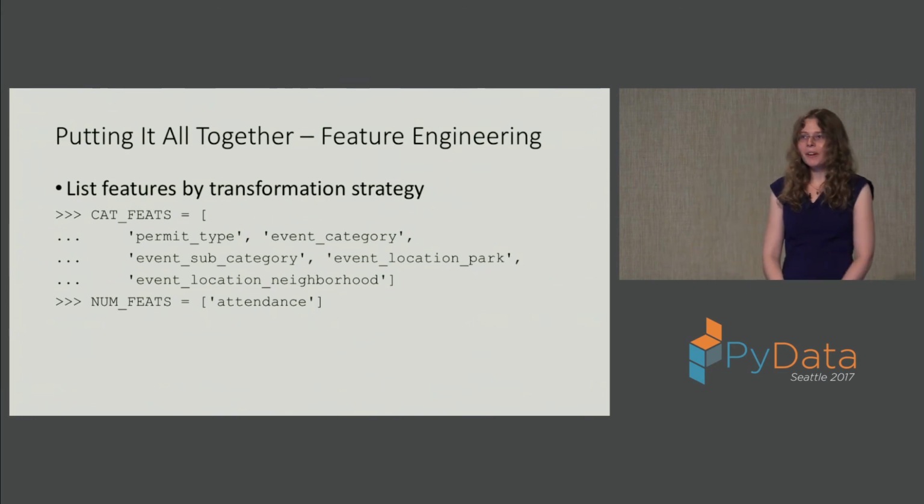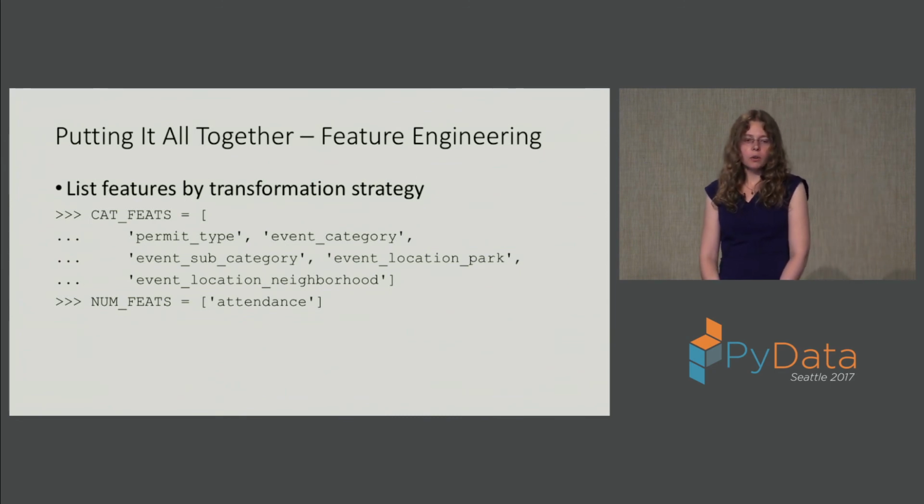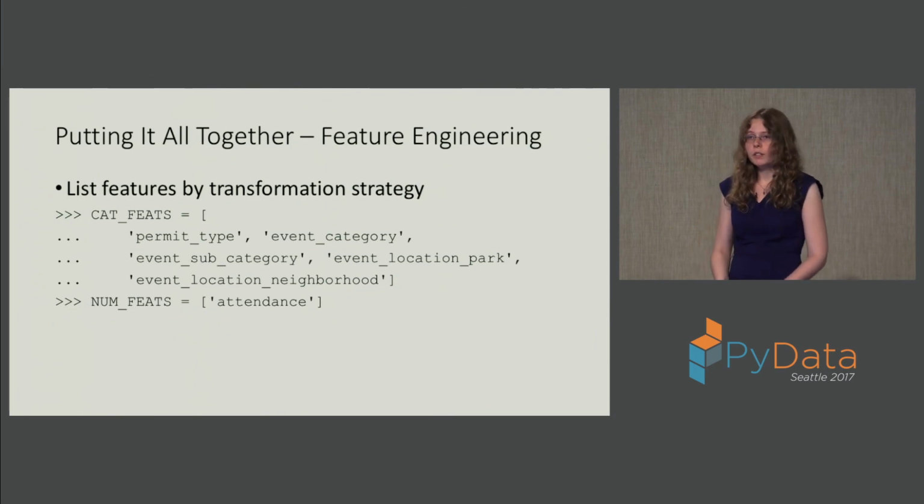Great, so now let's put it all together and fit a more complex predictive model. I'll make a list of the categorical features: we've got the permit type, the event category and subcategory, the park, and the neighborhood. And then the numeric features, well, the only one was attendance.